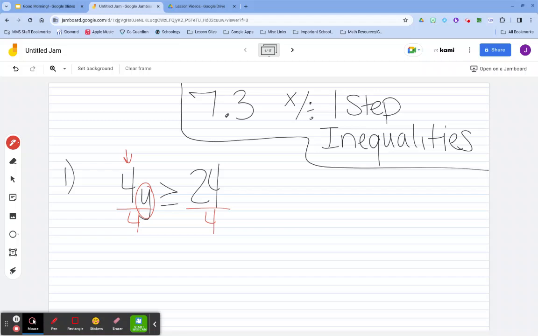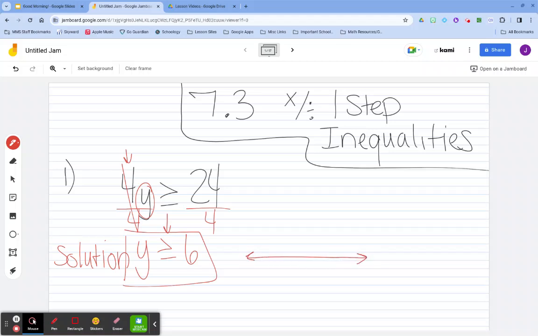Make sure you are showing your work for each of these steps. So then the 4's cancel out, leaving y all by itself. We bring the inequality symbol down, so greater than or equal to, and then we solve 24 divided by 4, which is going to equal a 6. So here is my solution. So when you are asked to find the solution, this is what they are looking for. And you are also going to be asked to graph it.